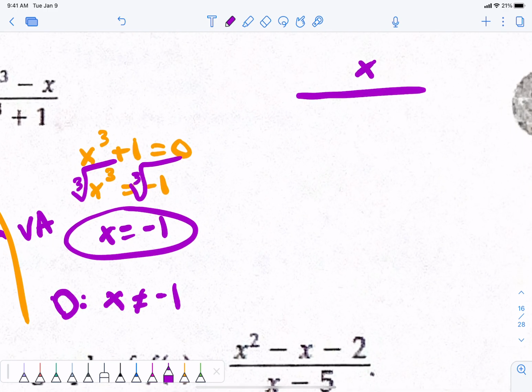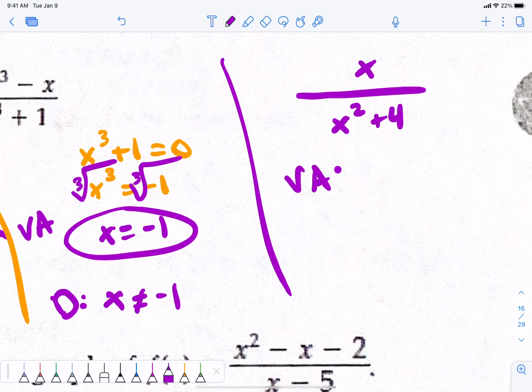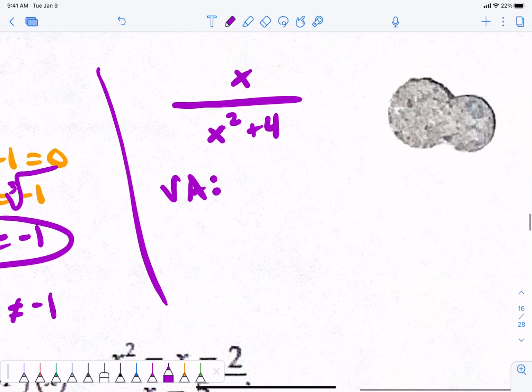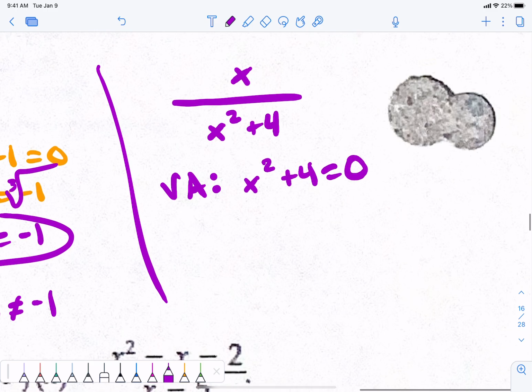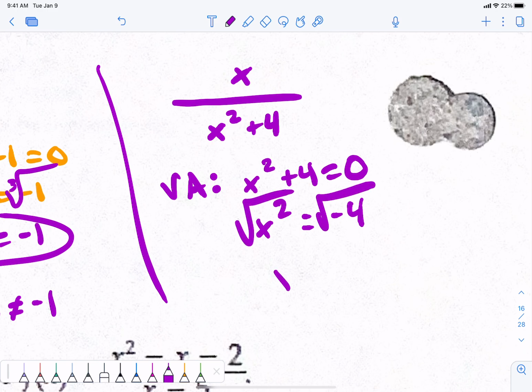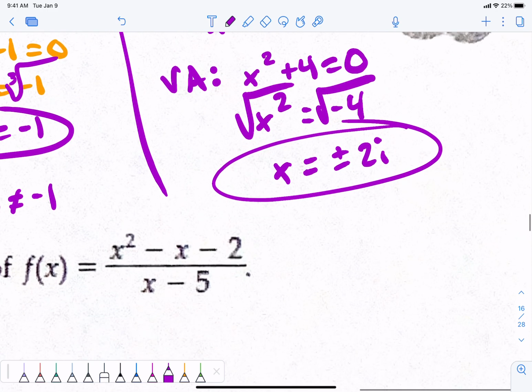Okay, one more example real quick. Say x over x squared plus 4. If I'm trying to find the VA, x squared plus 4 equals 0, so x squared equals -4. Square root, x equals plus or minus 2i, which means it's imaginary. I have imaginary VAs, which means there are no VAs.